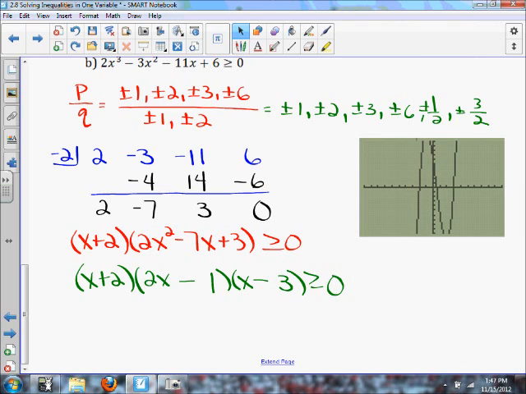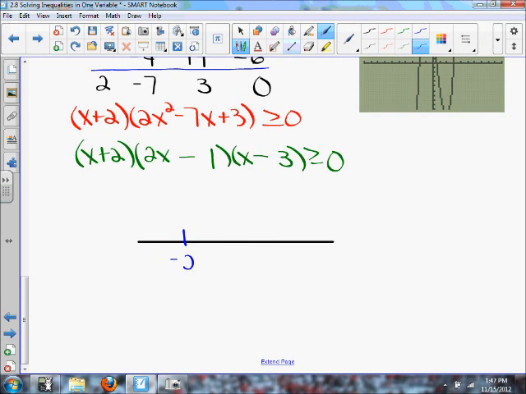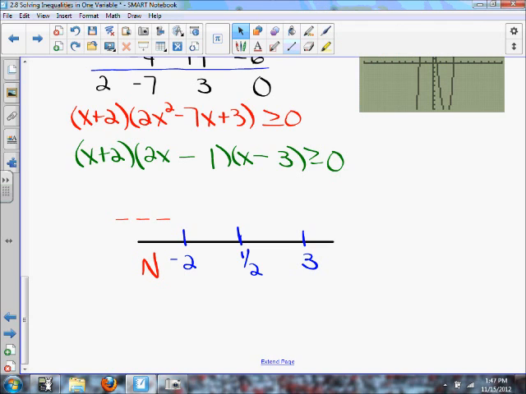And that means I'll have zeros at -2, 1/2, and 3. So when I create my sign chart, I'll have -2, 1/2, and 3. A number less than -2 will be -5, which means there'll be negative, negative, negative. Those will all be negative there.